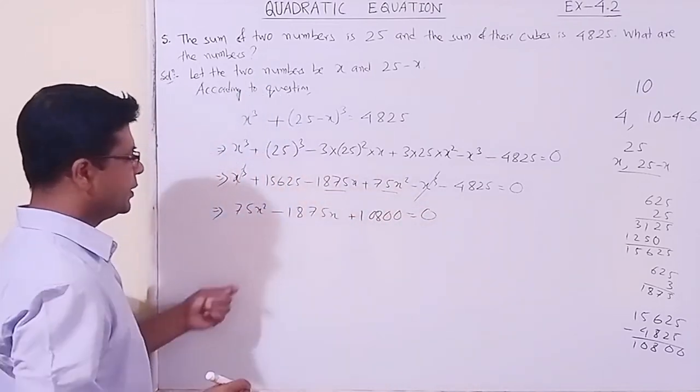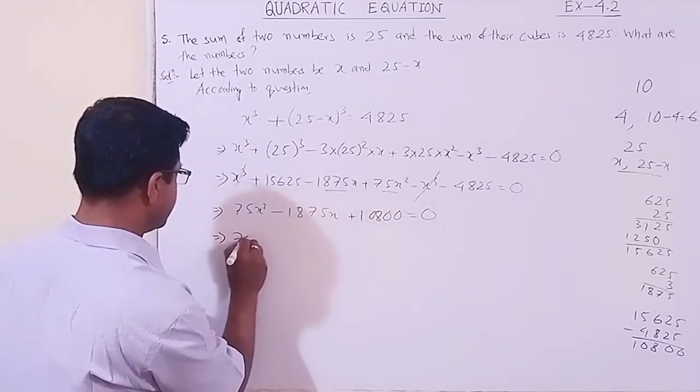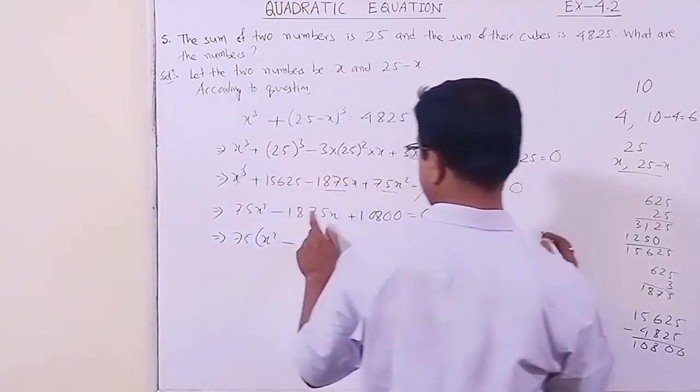Now from all the numbers, 75 will be common. You will see 75 is common. X square minus. Let us see whether 75 is common or not. Let us divide this by 75.